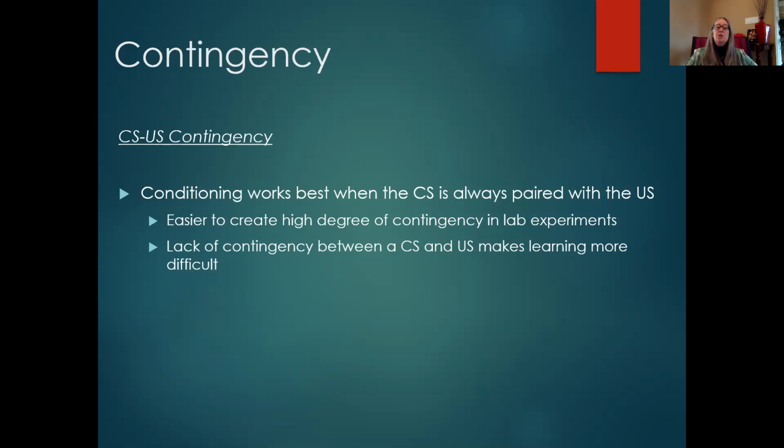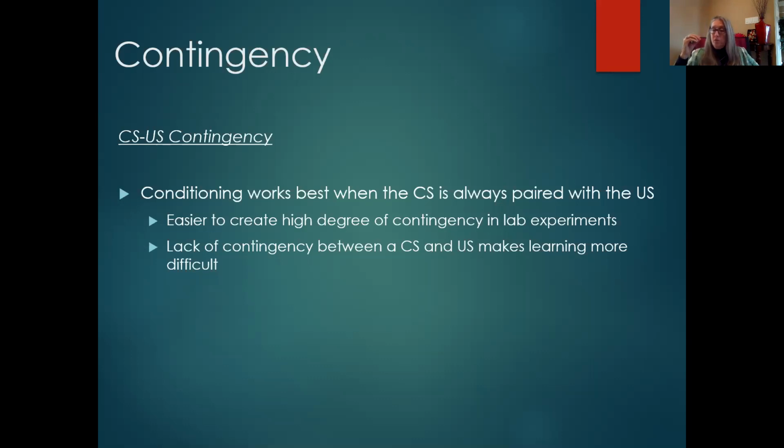And one has to do with the CS-US contingency. Contingency means how often does one appear without the other, okay? So if every time the metronome happens, the dog gets food, and every time the dog gets food, the metronome had happened, then there's going to be 100% contingency between the CS and the US. And what we find is the higher the contingency between the CS-US, the better learning takes place. The more quickly it takes place and the stronger it is. It's going to be more intense and more likely to happen.